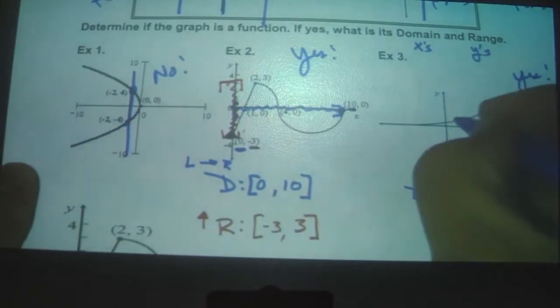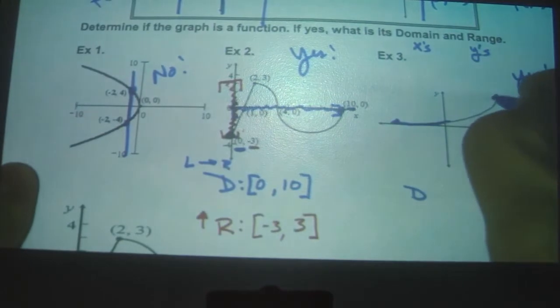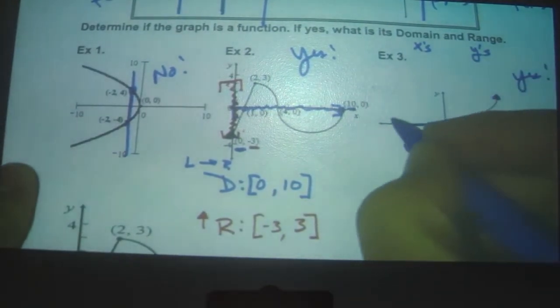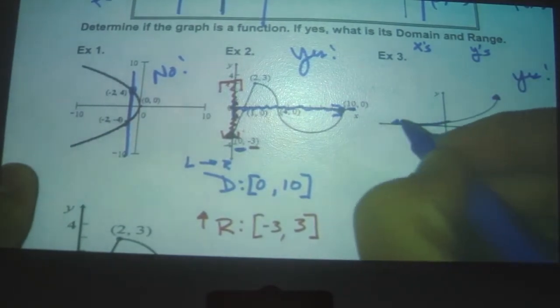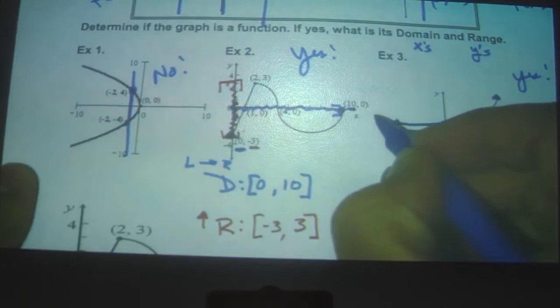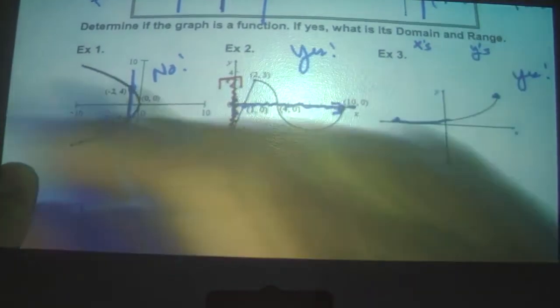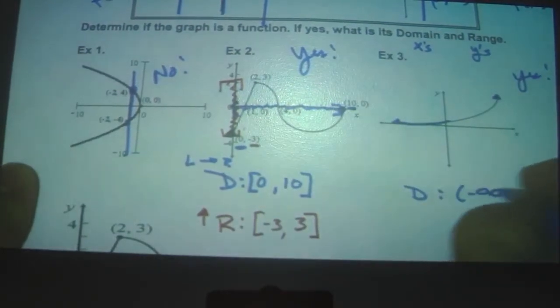Okay. Now it's hard to tell, but there are arrows that go like this and like that. Okay. So it means it just continues on. So domain, how far left does this thing go? Does it ever stop? Just keeps going. So we would say it goes to negative infinity.